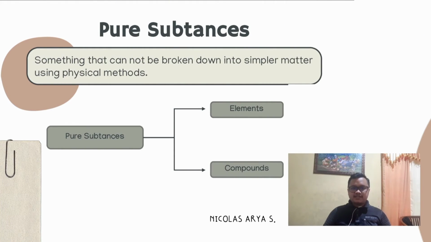Pure substances. Pure substances are also known as chemical substances and have a constant composition. Pure substances cannot be broken down into simpler matter using physical methods. Examples of pure substances are elements and compounds.